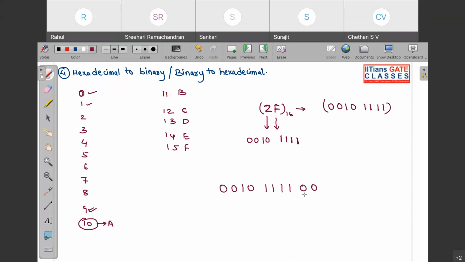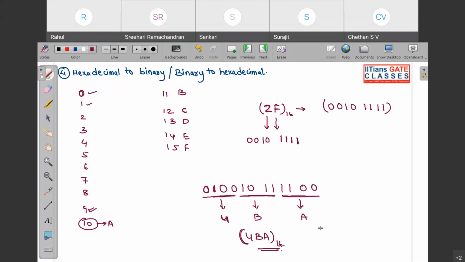Starting from the leftmost bit, make groups of 4. This is one group of 4, this is another group of 4, and you can see there is one bit missing over here, so I can simply zero pad it. Now write the corresponding numbers. This is 10, and 10 corresponds to A. This is 8 and 2, 11, so this will correspond to B. And this is your 4. So 4BA is your hexadecimal number.